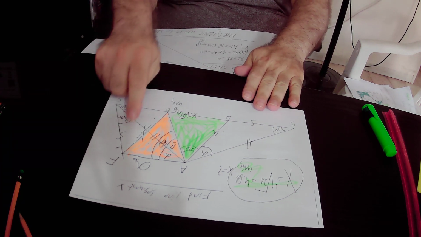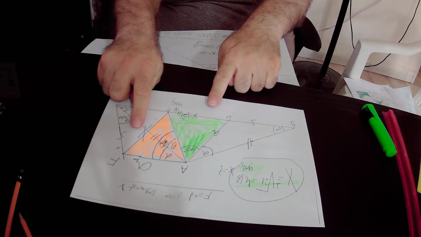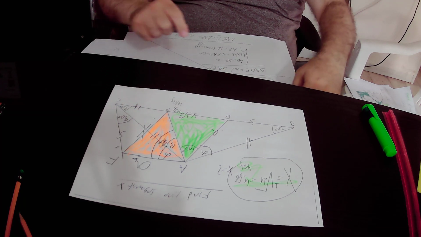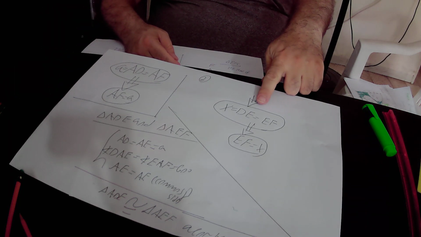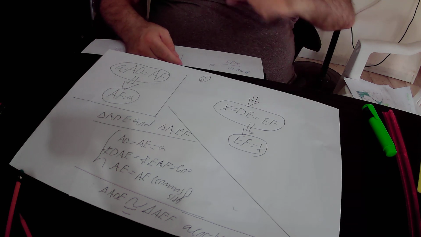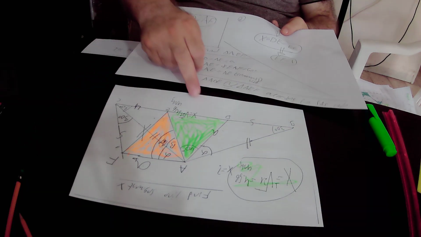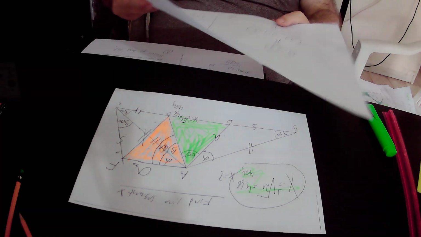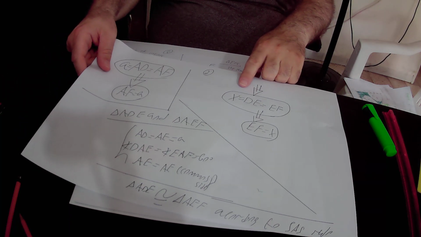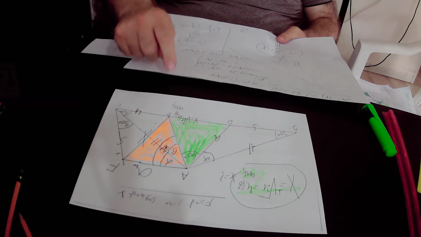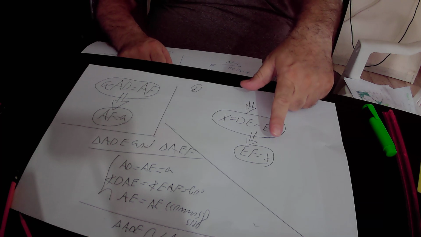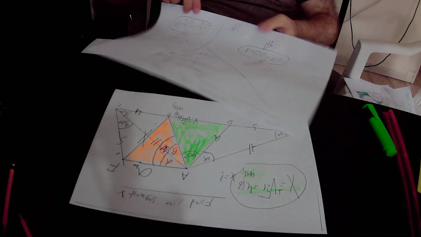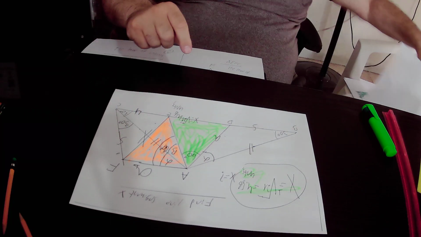DE equals EF, according to the rule that corresponding sides in congruent triangles are equal to each other. But side DE equals X, according to what is given in the question. Here side DE equals X. So from this equation, X equals DE equals EF, we will derive that EF is also equal to X.